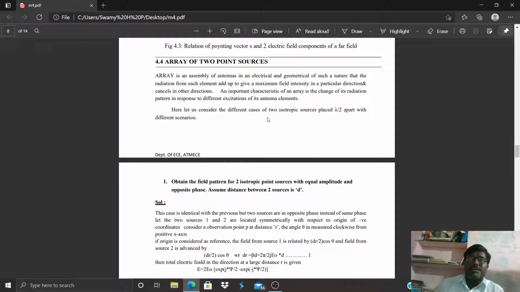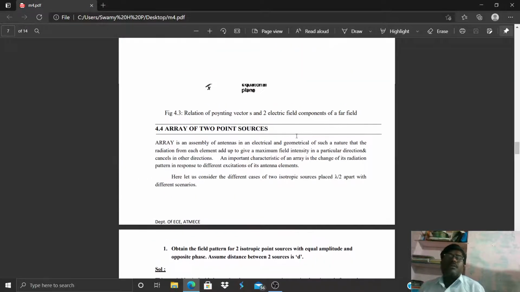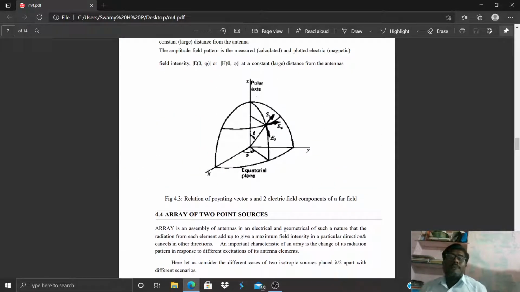So like that, you are having the different types of arrays. Now I am going to consider an array of 2-point sources. In the array axis, you are having the 2-point sources on either side of the center point of the array axis. For example, I will show here, this is an array axis. You draw one line, the array axis. You assume that this is a point O.